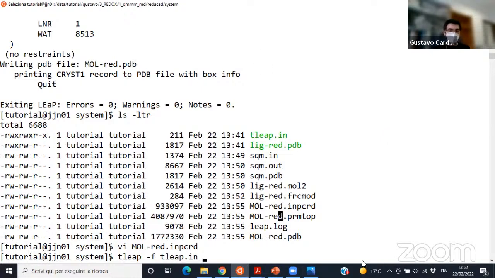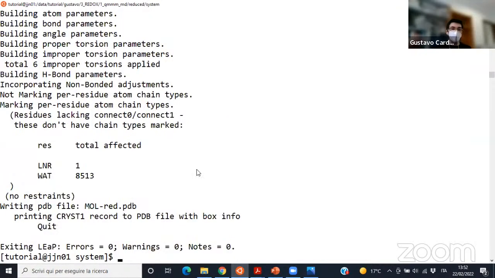Okay, I can just run it again. It's not going to give any issue. -f stands for file or input file, and you give it the name of the input file. And if everything went smoothly, this should have generated this guy here.